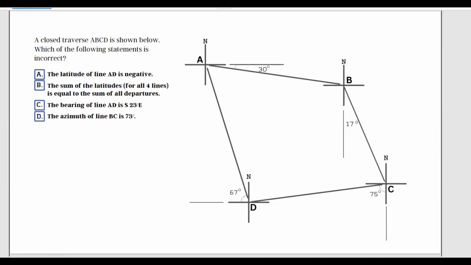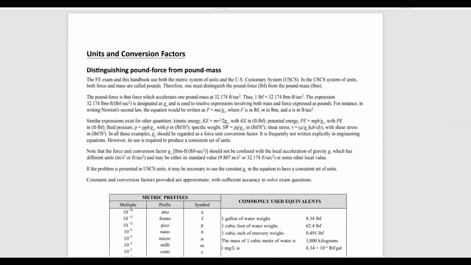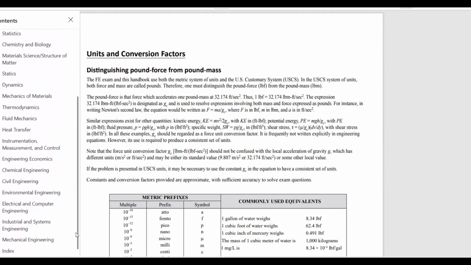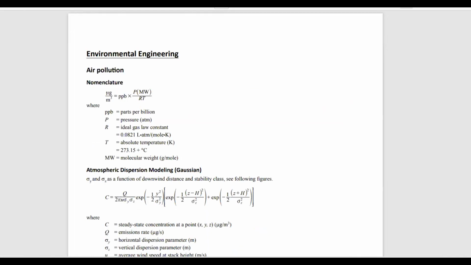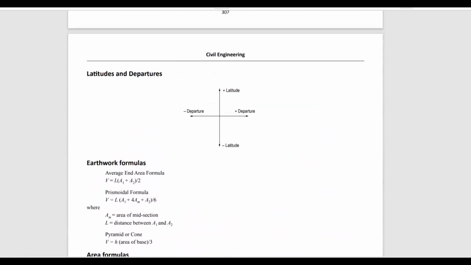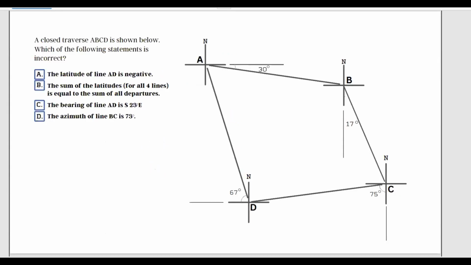I would go to the FE handbook, to remind you where you have the information on latitudes. You have surveying information under civil engineering, transportation, and I know it's all the way at the end, so I'm going to go to environmental and just go up a little bit. Okay, construction, and here we have the surveying information. And the statement is the latitude of line AD is negative.